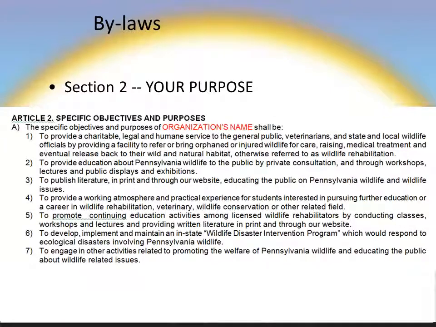First, select organization's name and type in your actual organization's name. You will be repeating this throughout the document. Read through these statements. You can delete any of these that you don't ever want to do. You may add activities that are not listed. It would probably be beneficial to keep the last statement, to engage in other activities related to promoting the welfare of Pennsylvania wildlife or your state's wildlife, because that allows you to be flexible in the future without having to change your bylaws. Change this section to black when you are finished. Save your document.